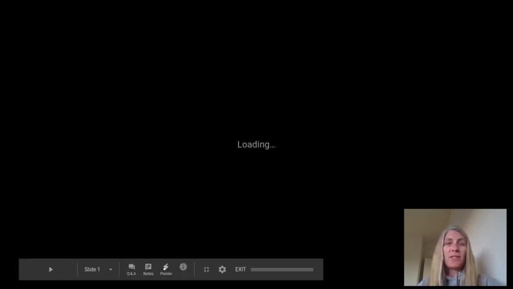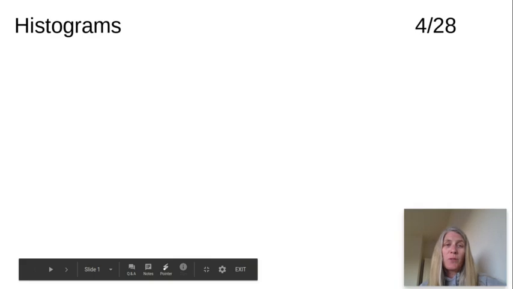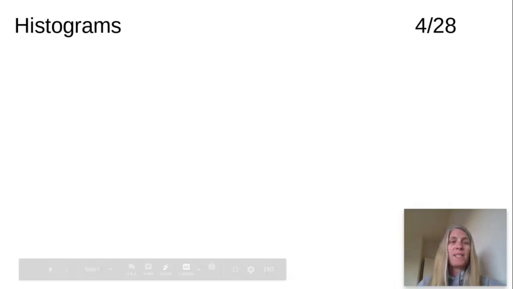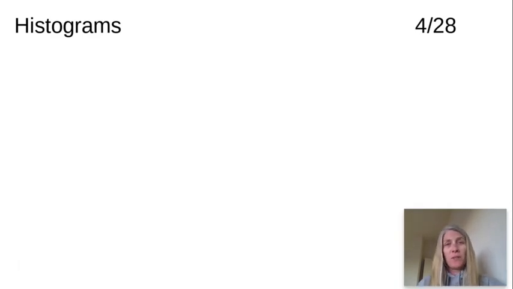Today we're going to be talking about how to create a histogram, which is another way, just like a box and whisker plot, to look at and analyze data. And then tomorrow we're going to be comparing the two, looking at histograms and box and whisker plots and seeing how the data is distributed.